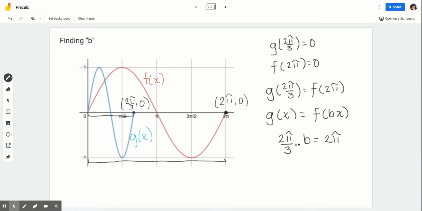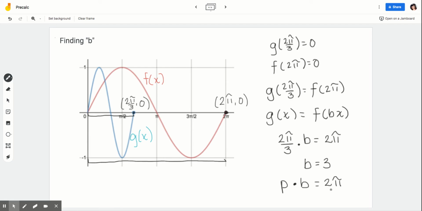I could divide both sides here by 2 pi over 3. I could also recall from our very first unit and a lot of work we've done so far in this year that if I had 3 divided by 3, that would make 1, and I'd be left with 2 pi. So we can see here that b is equal to 3. So once again, what I did here was I multiplied the period of the transformed function by the parameter b, and I got 2 pi.